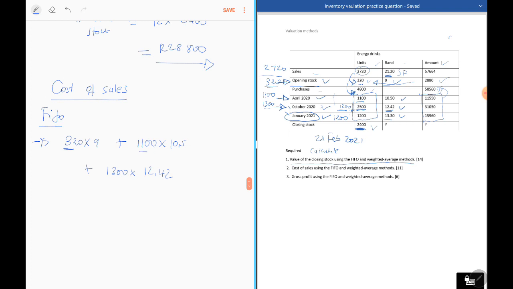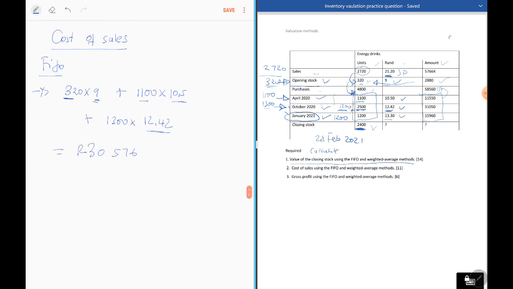So this is the cost of sales. I mean, this is the cost price of each item that we sold. These ones are the cost prices of each item that we sold, and this will give you, let's see how much. That's 2,880 plus, for this one, 11,550 plus 1,300 times 12.42, which will be 30,576. Right, it's simple. So meaning when you calculate the sales as well, but here you use the selling price. When you calculate the sales, you use the selling price, meaning this will be the selling price.